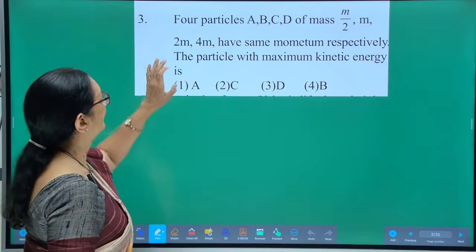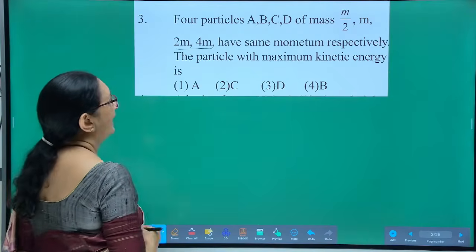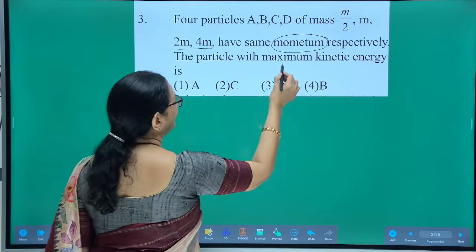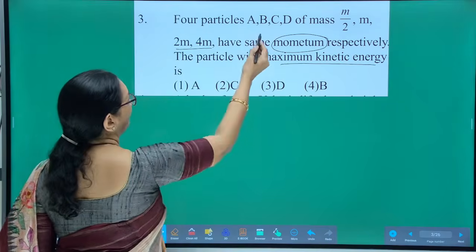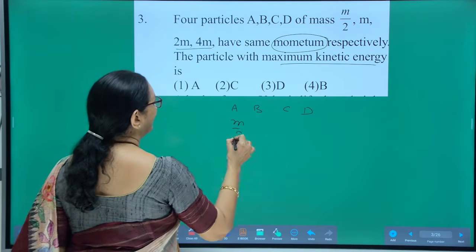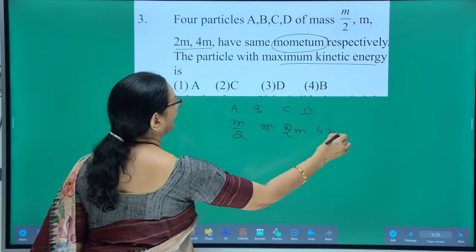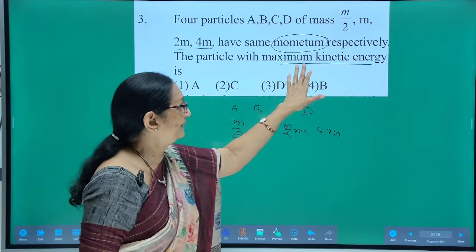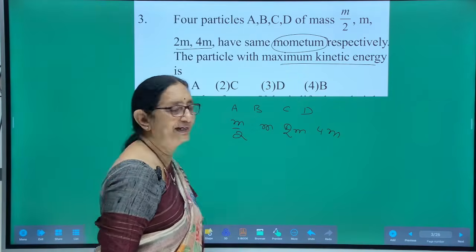Now, look here, 4 particles of masses m by 2, m, 2m, 4m have the same momentum respectively. The particle with maximum kinetic energy you have to identify. So, 4 particles A, B, C, D of masses m by 2, m, 2m and 4m are given. They have the same momentum. Find the particle which has maximum kinetic energy.